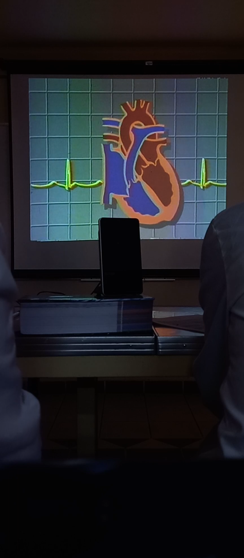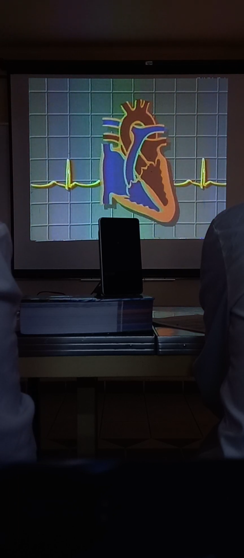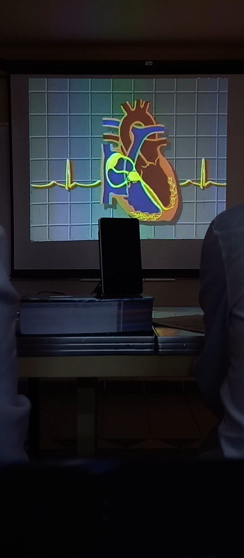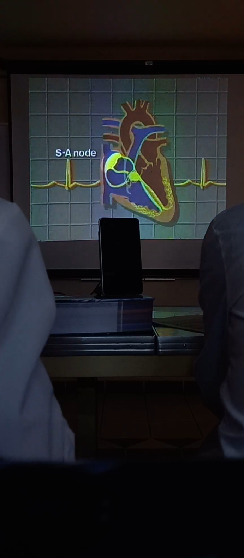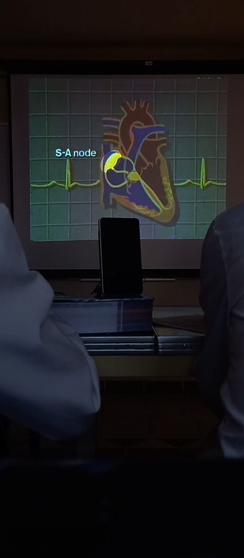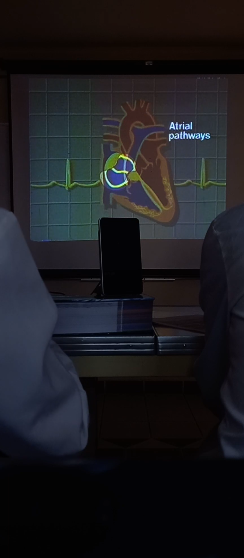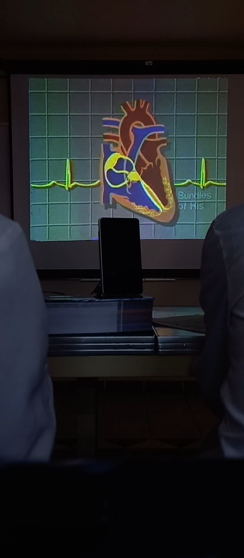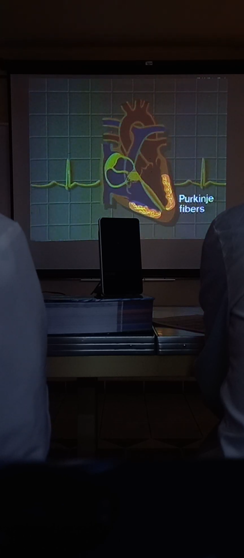The myocardial contractile cells must be electrically stimulated before they can contract. Pacemaker cells initiate electrical impulses, a characteristic referred to as automaticity. These cells are located in the SA node, the atrial conduction pathways, the AV junction, including the AV node, the bundles of His, and the Purkinje fibers.